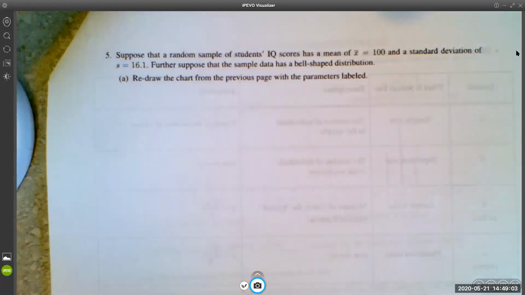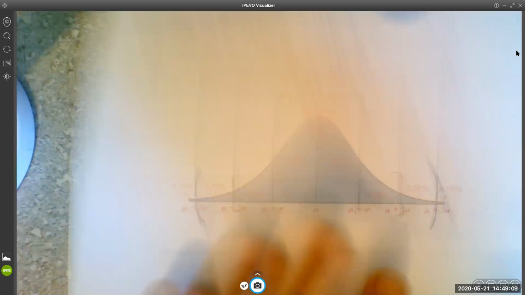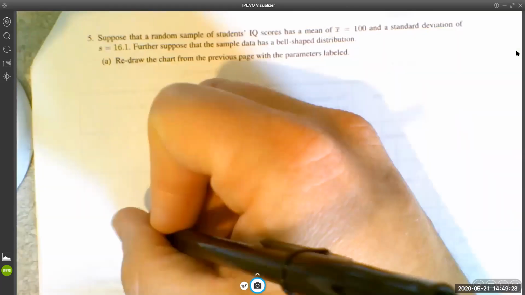Okay, they're talking about this chart right here. So we're going to redraw this chart, labeling all of the parameters. And you can do this from memory. The only numbers you have to have memorized are 68, 95, and 99.7. If you can remember those 3 numbers, then you can make this chart from memory. And here's how I do it. So first of all, we give ourselves a little bell-shaped distribution.